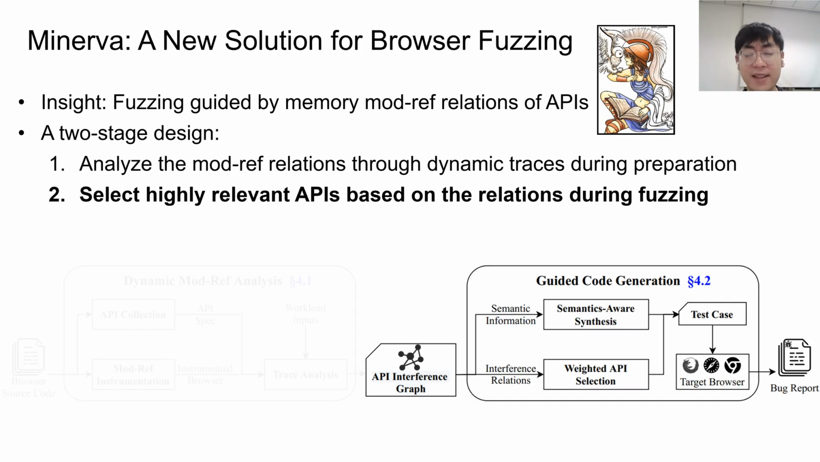Next, during fuzzing, every time we want to synthesize an API invocation, we consider the collective mod-ref relations. We design a weighted API selection module. In this module, we prioritize the APIs that are more related to the previously generated API invocations. And after that, we synthesize a semantic-aware invocation for this API. In this way, we can generate a high-quality test case for fuzzing.